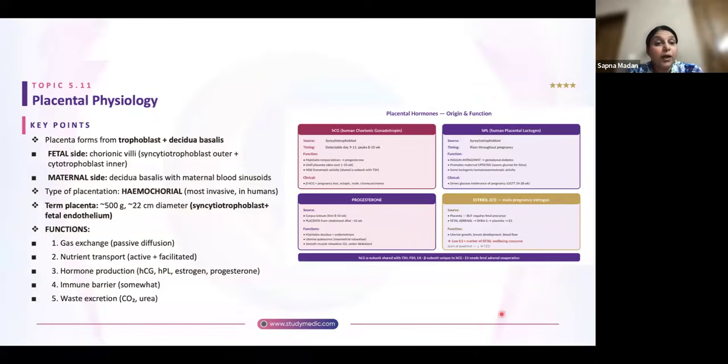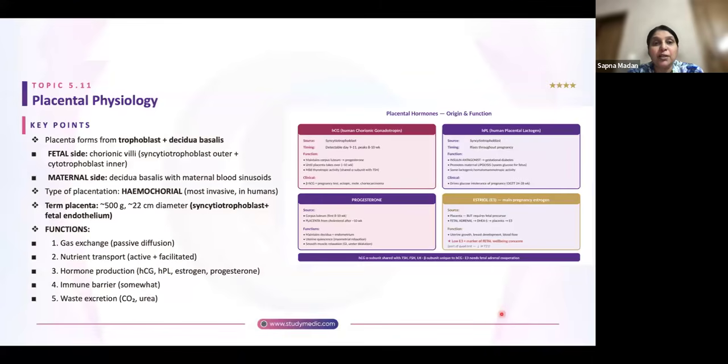Okay. About the placental physiology. So the placenta is forming from the trophoblast and the decidua basalis. On the fetal side, there are the chorionic villi. So the outer core is syncytial trophoblast and the inner core is actually cytotrophoblast. Outer side, it is syncytial trophoblast. Maternal side, it is decidua basalis with the maternal sinusoids.